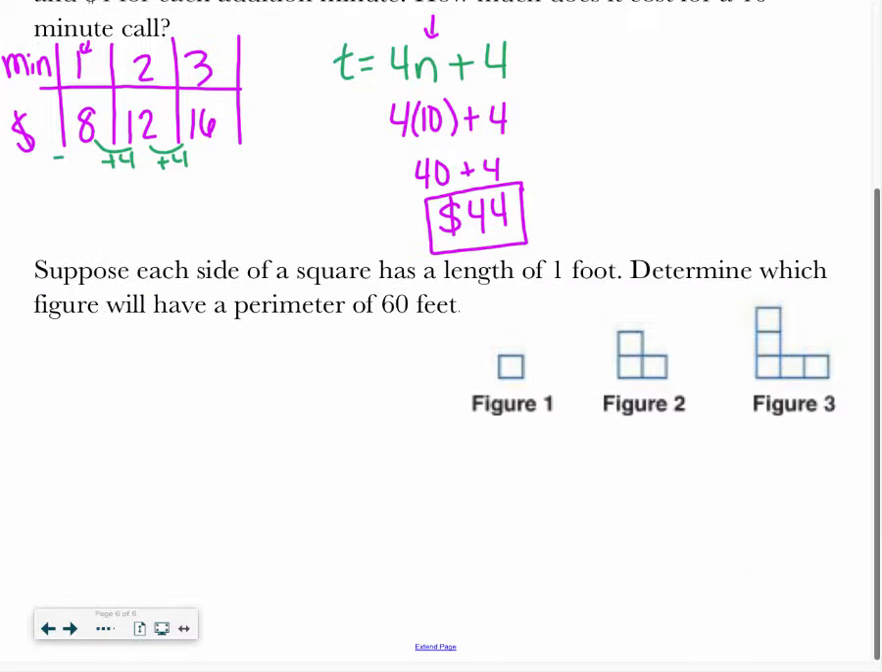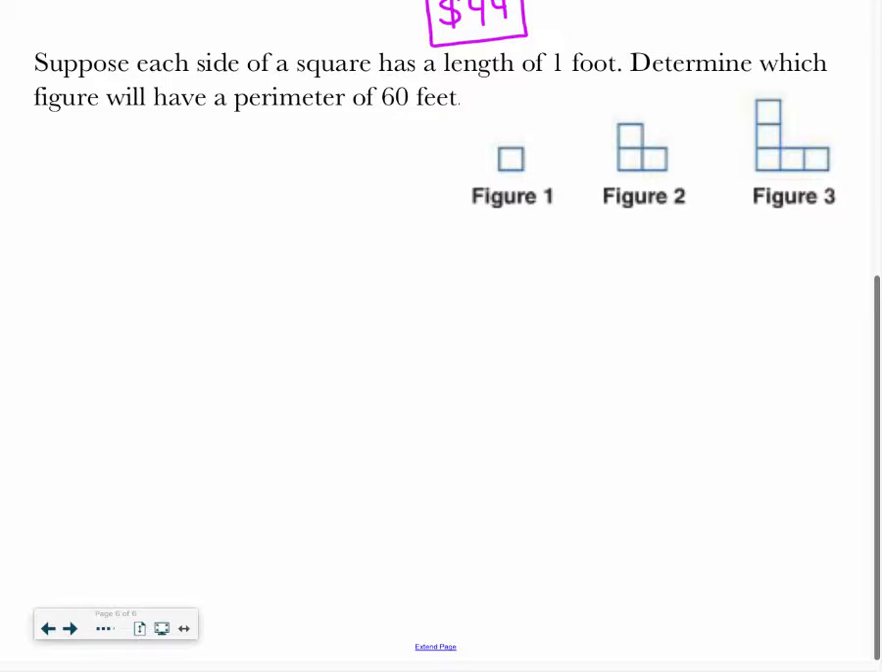Let's take a look at our second word problem. Suppose each side of a square has a length of 1 foot. Determine which figure will have a perimeter of 60 feet. So remember, perimeter is the distance around the outside. So our first figure has a perimeter of 1, 2, 3, 4 feet. Our second figure has 1, 2, 3, 4, 5, 6, 7, 8 feet. Our third figure, 1, 2, 3, 4, 5, 6, 7, 8, 9, 10, 11, 12. Okay?